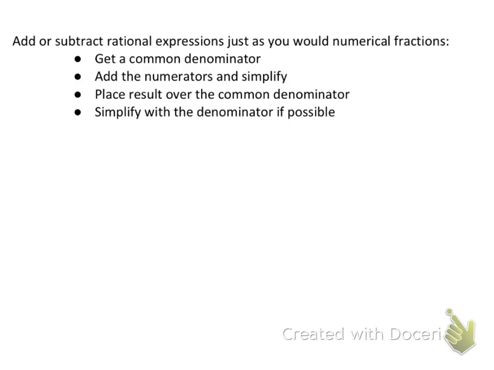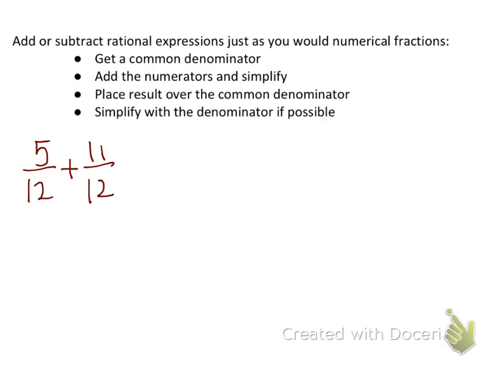So when we're adding or subtracting rational expressions, we're going to do this the same way you would with numerical fractions. So typically you're taught to get a common denominator, and then add the numerators and simplify, and place the result over the common denominator, and then simplify with the denominator if it's possible.